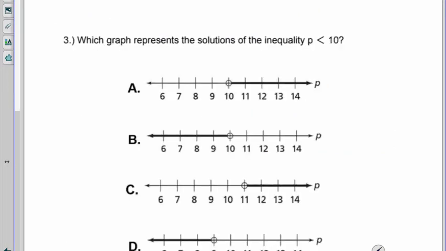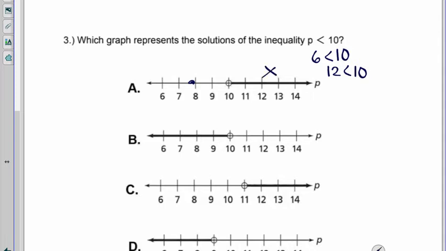All right, here we go. We want to know which graph is p is less than 10. If you get confused by the symbols, then just pick a value, something to the left. So say 6. Is 6 less than 10? The alligator's eating 10. That looks pretty good. So I should have something over on this side colored in. Pick something on the other side. Is 12 less than 10? Well, that's not true. The alligator's not eating the bigger number. So I shouldn't have anything over here.